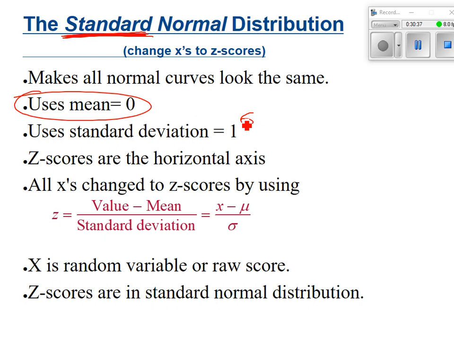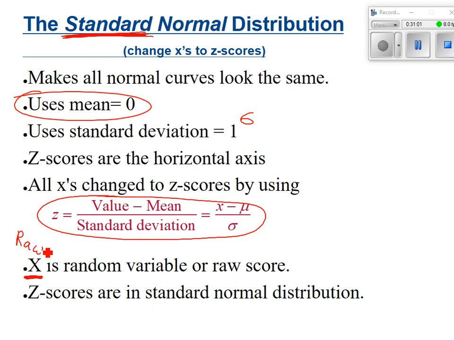The z-scores are on the horizontal axis. All the x's, which are your raw scores, if we need to, we could change them into z-scores. We did this earlier this year, and we're going to do a few of them here in a second, just by using that formula. Main thing, remember, x is your raw scores, z is your standard. So you change everything so that you can compare anything together if you change them all to standard scores.